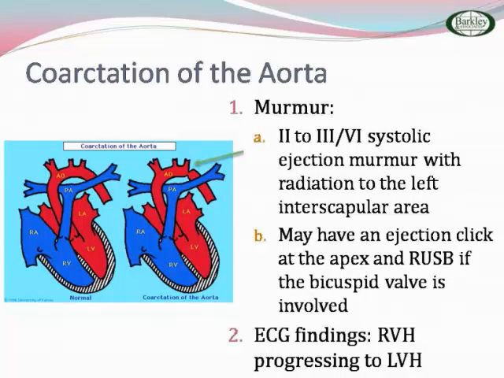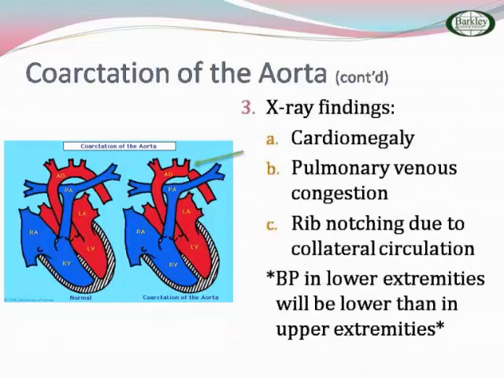Coarctation is one that you have an ejection murmur, radiation to the left interscapular area. It's in the right upper sternal border. And you're going to find, eventually, first we start off with the right side hypertrophied, then it's going to end up involving the left. And we want to think about some of your x-ray findings. Well, yes, you probably will see cardiomegaly, pulmonary venous congestion, and have you ever heard of rib notching? You know what that is?